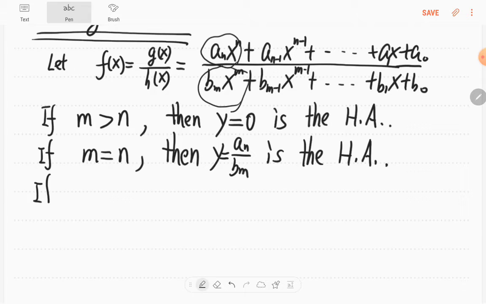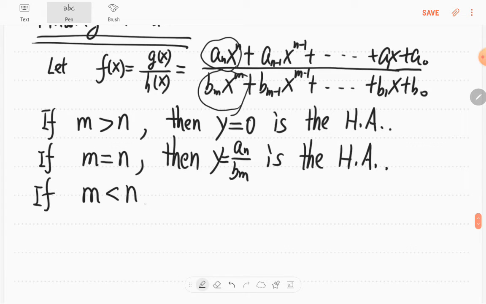If m is less than n, the degree of the top is greater than the degree of the bottom, then there is no horizontal asymptote.